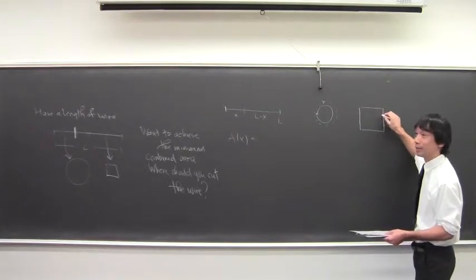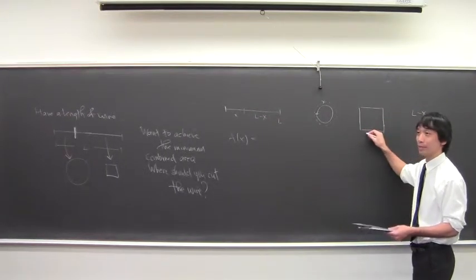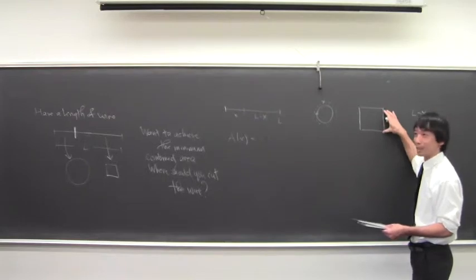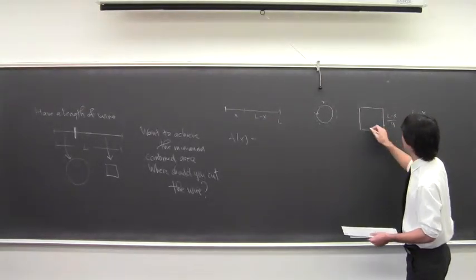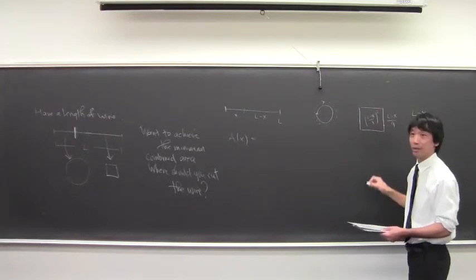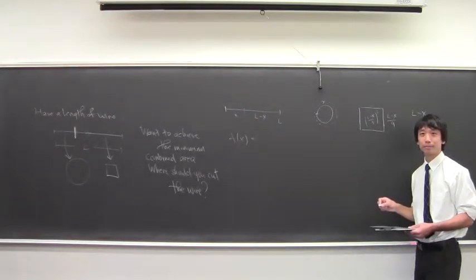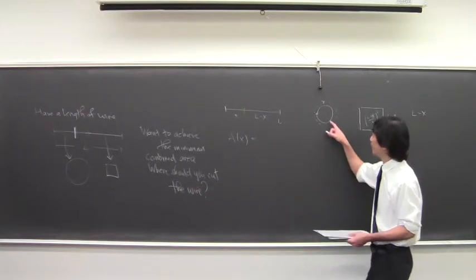The perimeter is L minus x. The whole length here is L minus x. So the length of one side is going to be 1/4 of that, L minus x over 4. And so the area is that squared. Okay. Now what about this piece here?